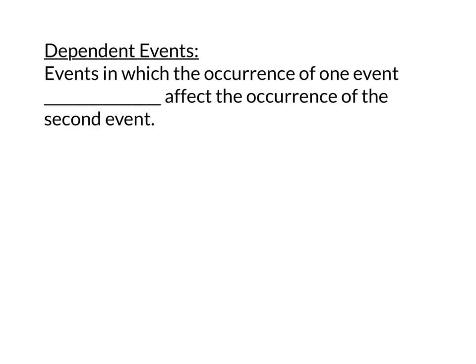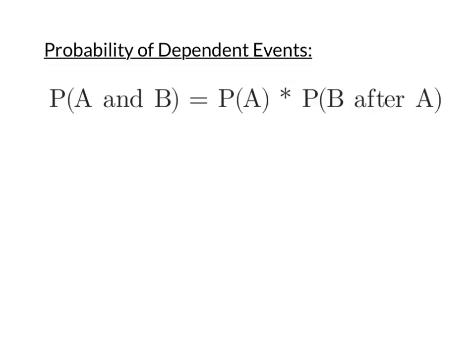For dependent events, on the other hand, these are events in which the occurrence of one event does affect the occurrence of the second event. To calculate these probabilities, again, it's going to be through multiplication, but the really important thing is to pay attention. Timing is an important concept when we're talking about dependent and independent events, because what happens first affects what happens next.